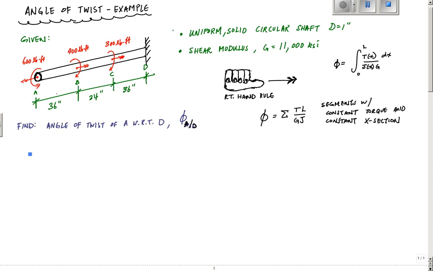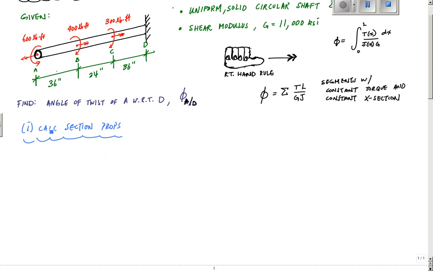So the first thing that we want to do here is calculate some section properties that we're going to use. Here we've got the material properties already, and the only one that's of any value here is J, the polar moment of inertia. For a solid circular shaft, that is pi over 2 times c to the fourth, where c is the outer radius, the furthest radius for the solid circular shaft. So this is pi over 2 times (1/2 inch) to the fourth, which is just pi over 32 inch to the fourth. And this is constant through the whole shaft, so this is pretty good.